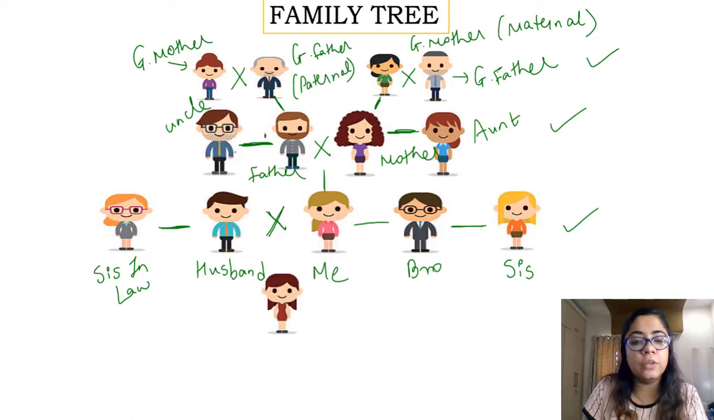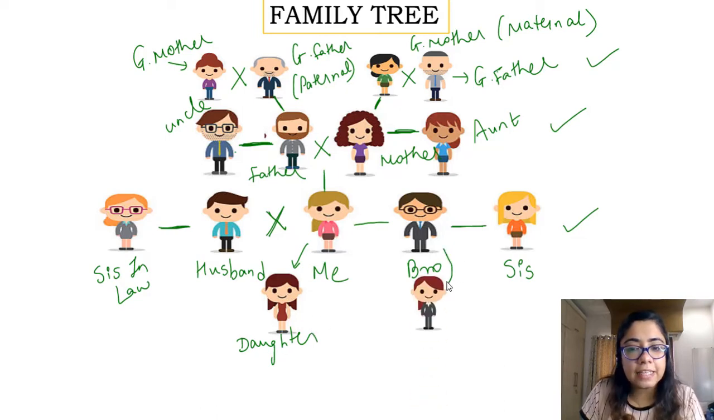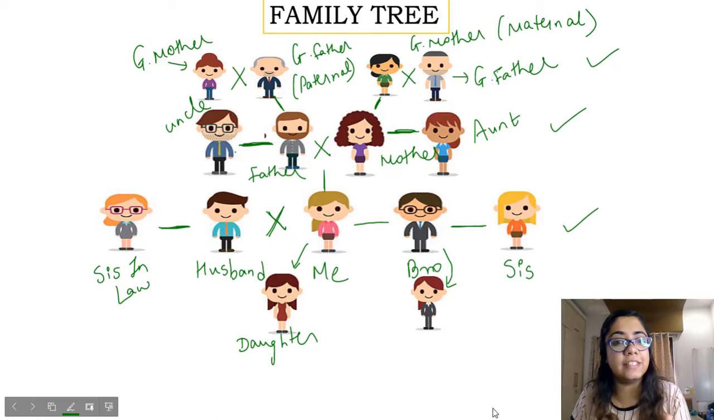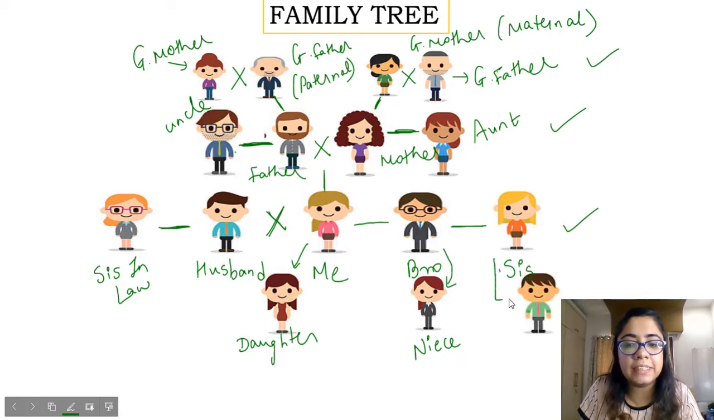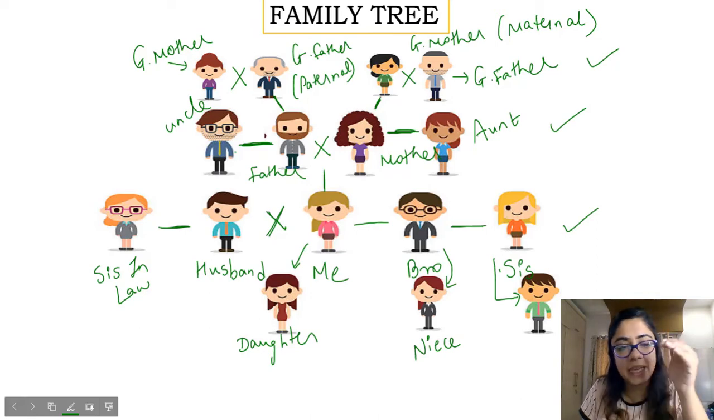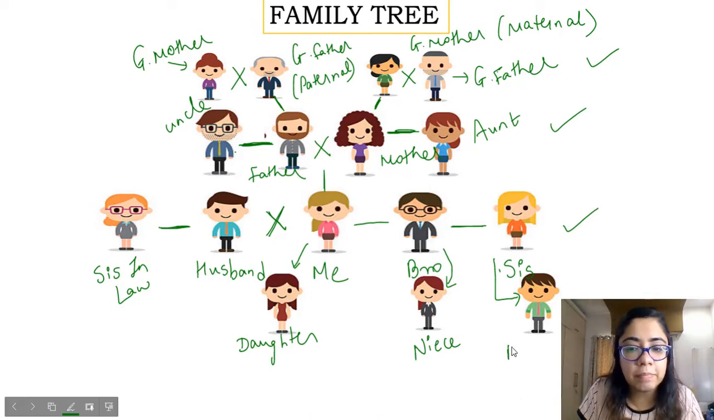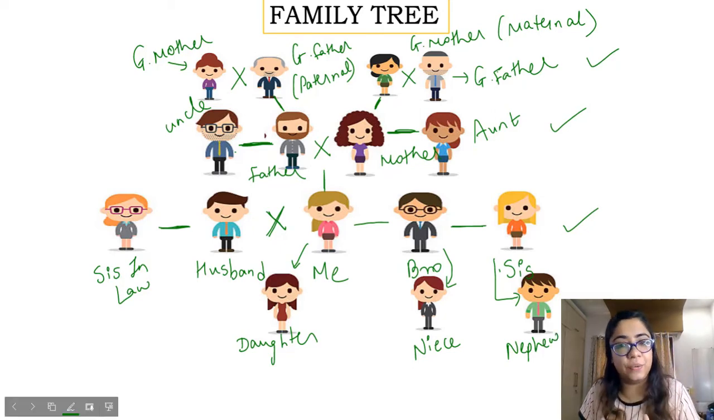Okay. Now let's look at a generation below me. Let's say she is my daughter. Okay, so she is my daughter. Alright. Let's say my brother has a daughter. So she becomes my niece. She becomes my niece. Correct? Now, let's say my sister has a son. My sister's son. So he becomes my nephew. Okay? He becomes my nephew.